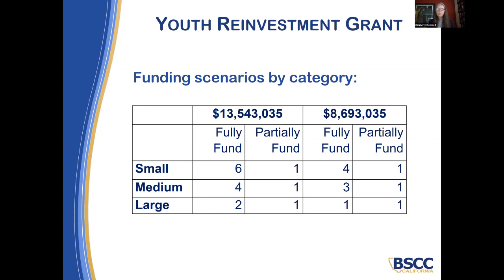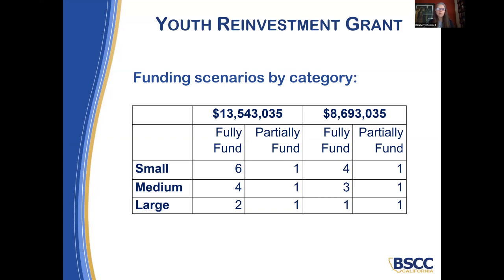And then looking at the right side there, if we were to have 8.7 million available, we'd be able to fully fund 4 small projects, 3 medium, and 1 large. And again, would be able to partially fund 1 additional project in each of those 3 categories.